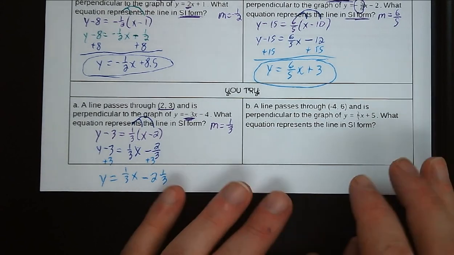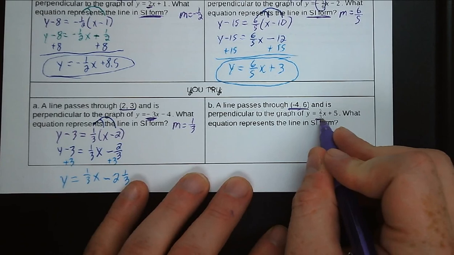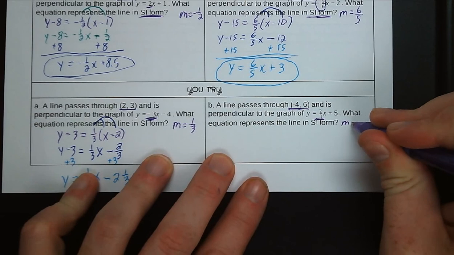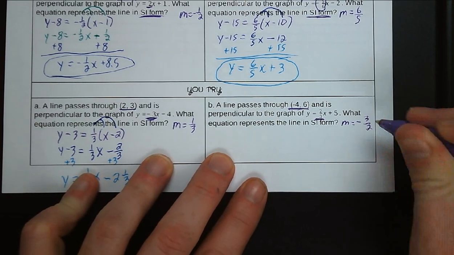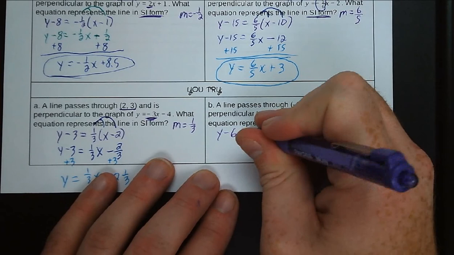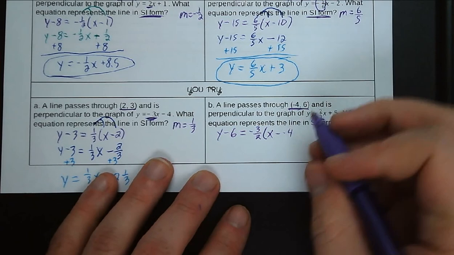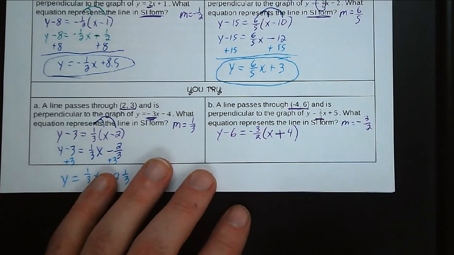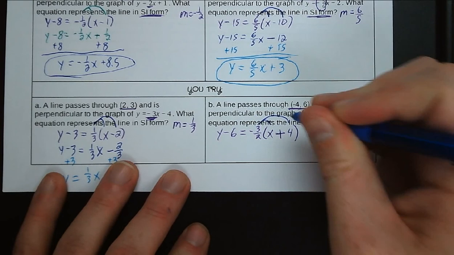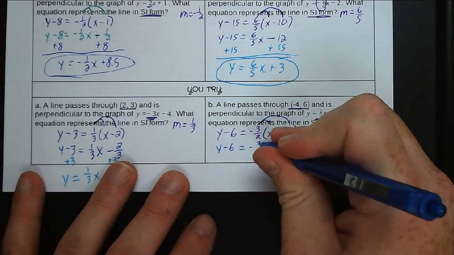All right. Letter B. A line passing through the point (negative 4, 6), and is perpendicular to the graph of y equals 2/3 x plus 5. Opposite reciprocal of 2/3 is going to be negative 3 over 2. So y minus 6 is equal to negative 3 over 2 times x minus negative 4. Minus negative 4, we can change that to addition right away. All right. Our first step is going to be to distribute the negative 3/2 times x and 4.